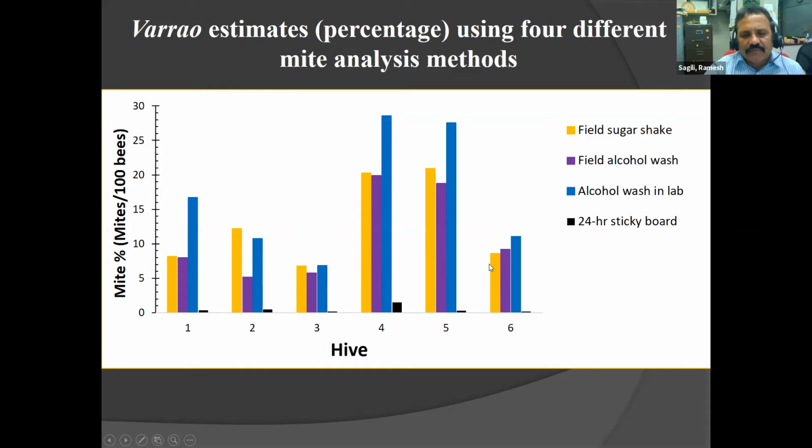So again, we are repeating some of this to get a better sense, because these were just 6 colonies, but we are trying to compare these methods again in a larger study to get a bigger sample size and a more robust data set. But at least this provides a sense that both the field sugar shake and alcohol wash look pretty much similar. So if you want to use any of those methods, it should be fine for you to get some good knowledge about your mite levels in your hives.